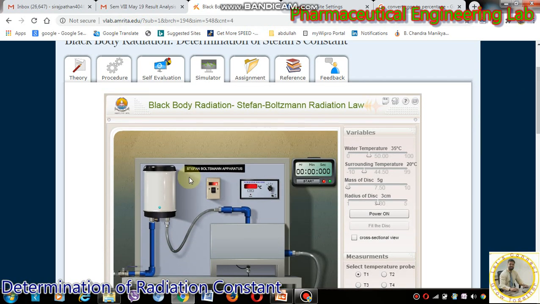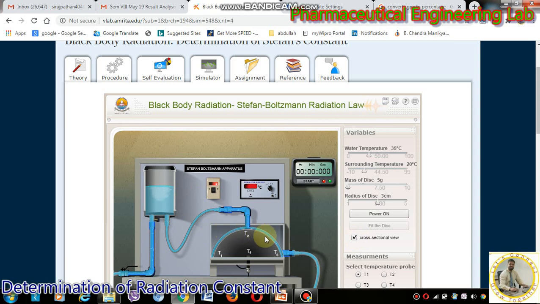You can see here one heater is there, and this heater is going to put its hot water on a hemisphere surface, and its hemisphere temperatures are T1, T2, T3.